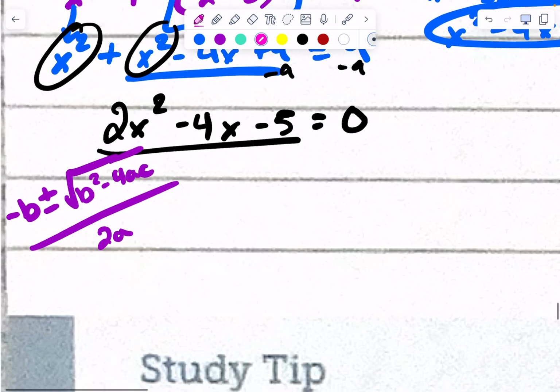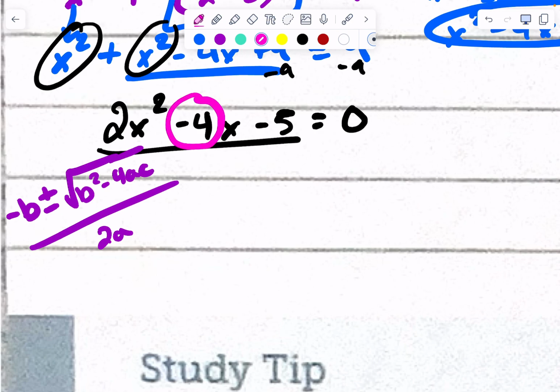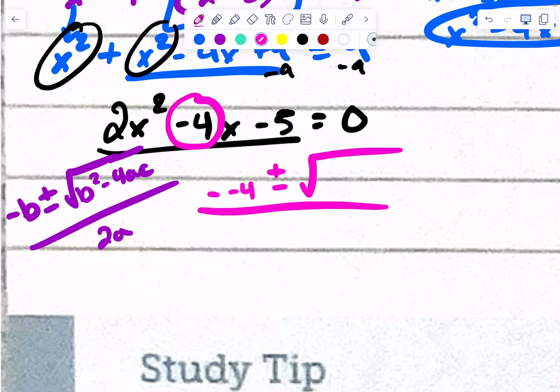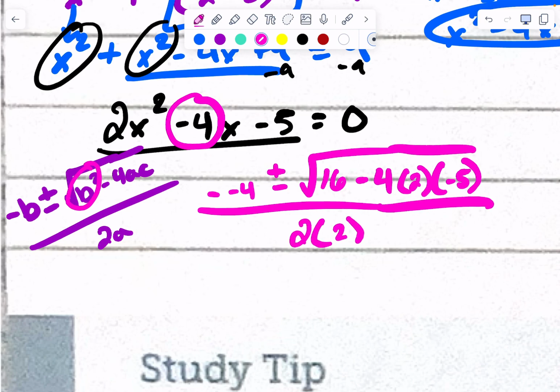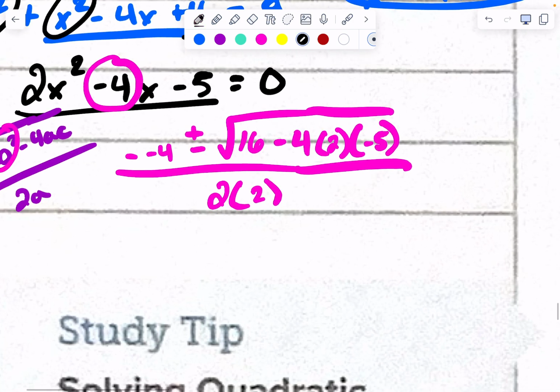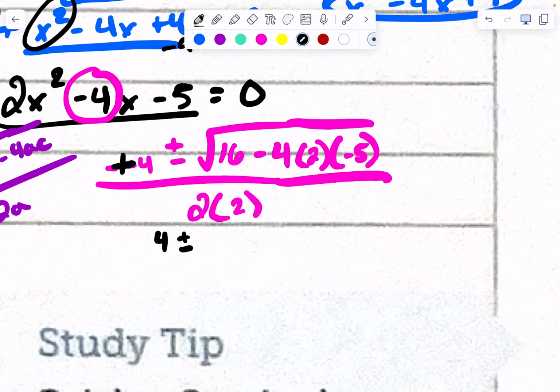Okay. All right. What is B? Negative 4. So negative B would be negative negative 4, yeah? Plus and minus the square root of, what's B squared going to be? 16. Positive 16. Minus 4 times A, which is 2, and C, which is negative 5. All over 2 times A, which is 2. All right, we're going to simplify some stuff here. Negative 4 just becomes positive 4, plus minus. I'm going to do the stuff up here in the top part. Negative 4 times 2 is negative 8, and negative 8 times negative 5 is 40.